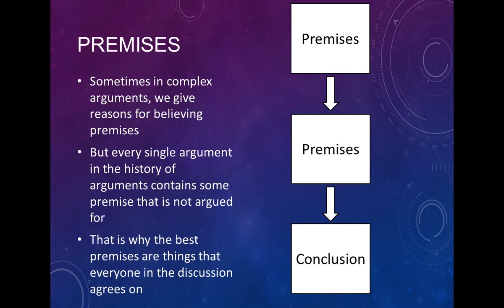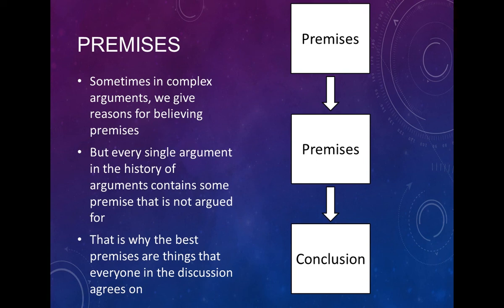But every single argument in the entire history of arguments has had unjustified premises in it, premises that are not argued for. And I'm confident of that. I'm extremely confident of that. Because what do you do? When you want to justify something, you give a premise that justifies it. Well, now you have an unjustified premise in your argument. What do you have to do to justify that premise? You have to give another premise, and so on, in an infinite regress, right?